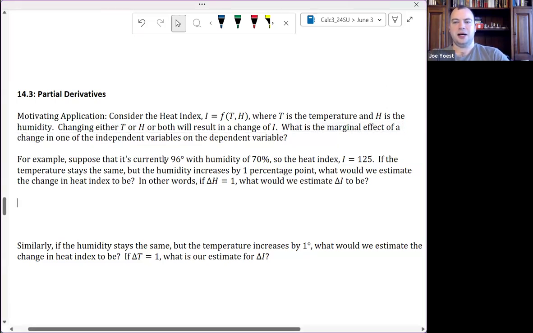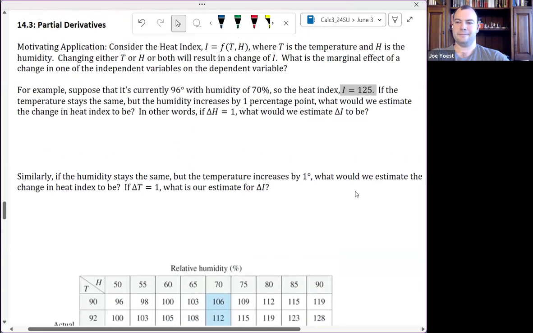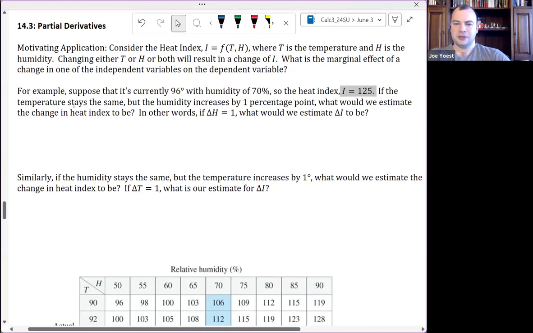In other words, suppose that outside it's currently 96 degrees with a relative humidity of 70%. From this chart, temperature 96, relative humidity 70%, heat index is 125 degrees. So somebody said somewhere that it feels like 125 degrees when it's this humid at this temperature. Well, what if the temperature stayed the same, but the humidity increases by 1 percentage point up to 71%?